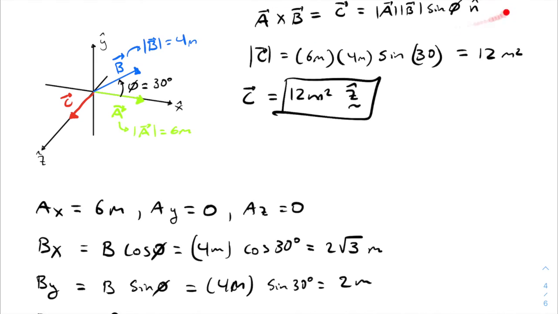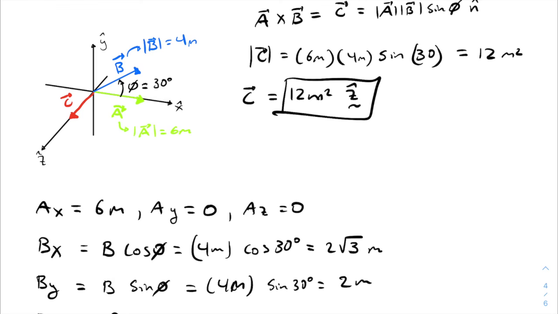So let's start with the formula in which we use the magnitude and the direction. The first thing we're going to do is find the magnitude of vector C. So we know that the magnitude of vector C is given by the magnitude of A times the magnitude of B times sine of the angle. So we have the magnitude is 6 meters times 4 meters times sine of 30, which gives us 12 meters squared.